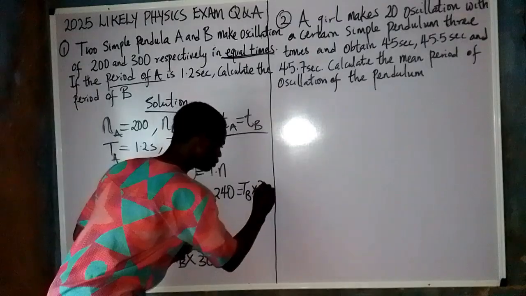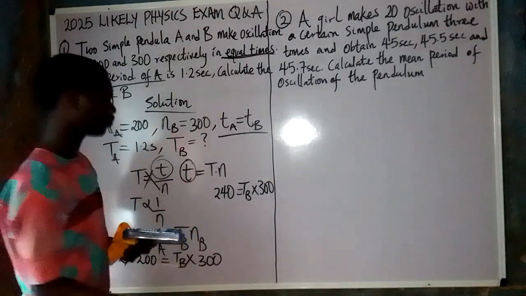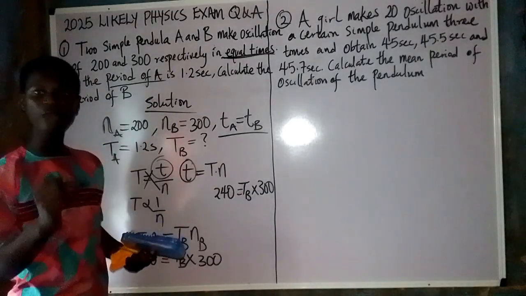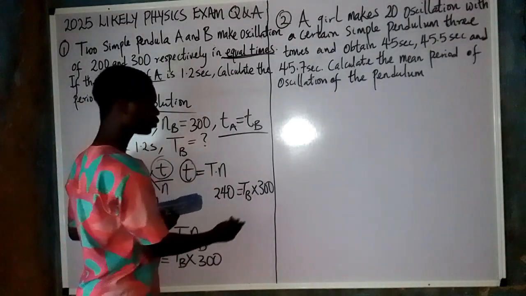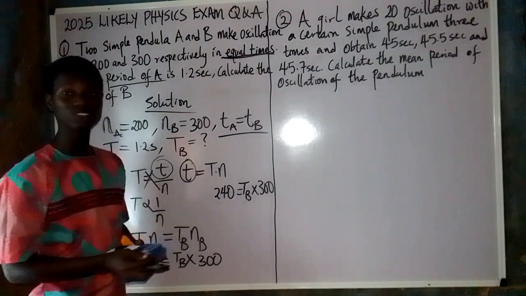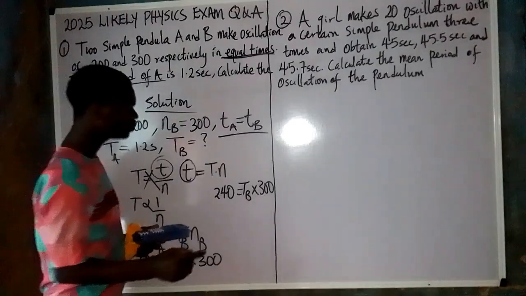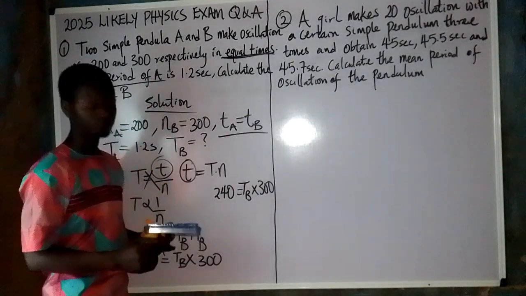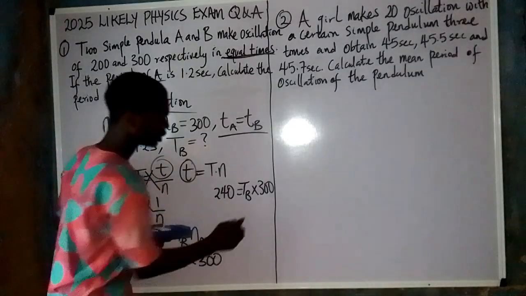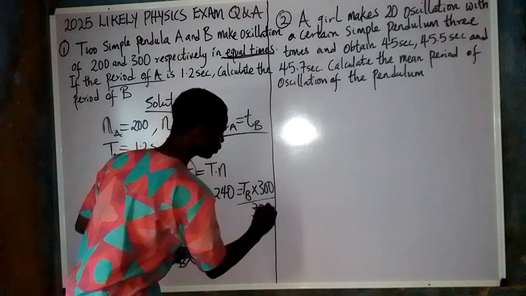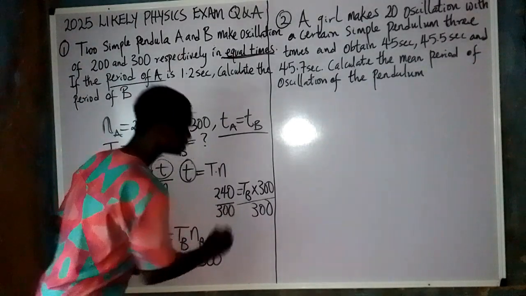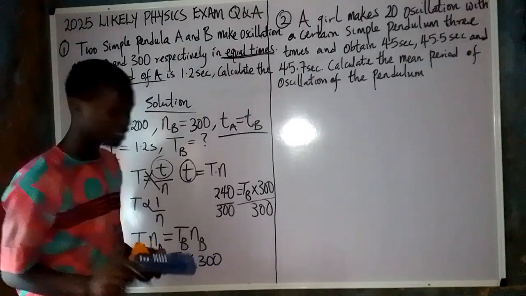Now we are asked to find what? TB, the period of B. How do we now get it? If we have 240 is equal to TB times 300, what is advisable here is to make TB the subject, is it not? How do you make TB subject of this equation? Remember, on this side you have TB times 300. So the best thing to do is to divide both sides by 300. So this side will also be over 300.